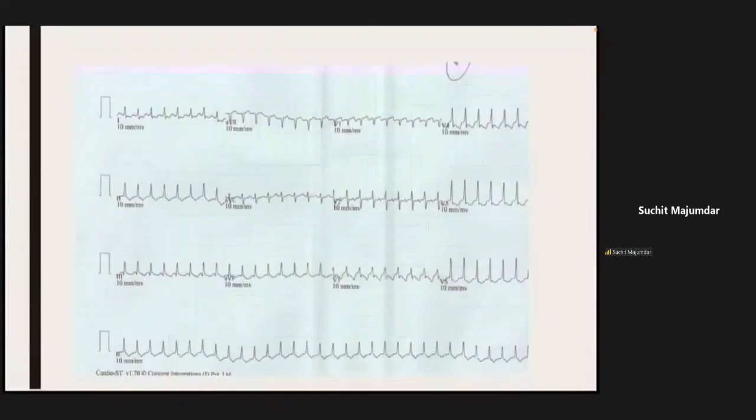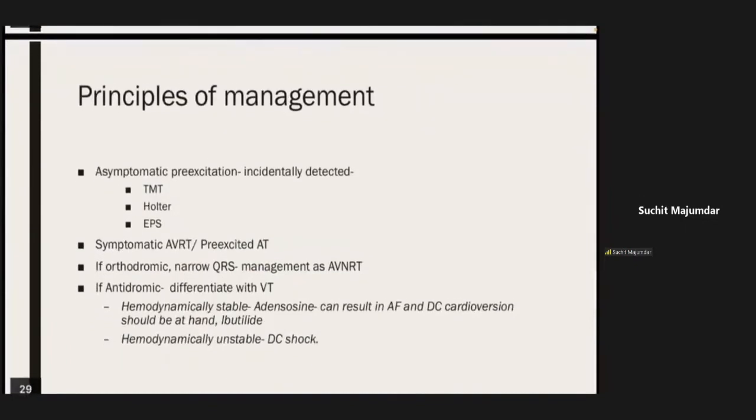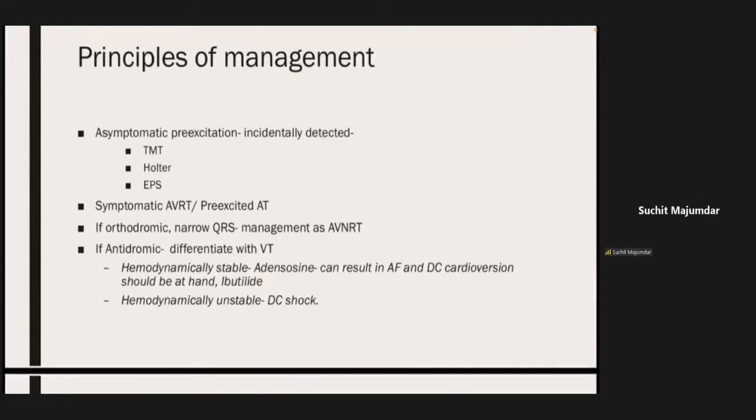This is also seen with a P wave which is in the middle of the ST segment, not like an AVNRT. So it usually is a short RP, but not as short an RP as in AVNRT. The principles of management: if it's an asymptomatic pre-excitation, you can risk-stratify by TMT, Holter, or EP study. If it's a symptomatic pre-excitation, if symptomatic AVRT, then you have to manage it like a narrow QRS tachycardia such as AVNRT.